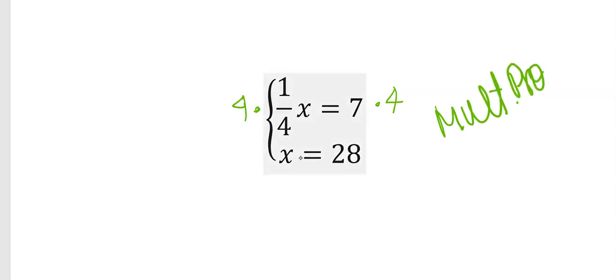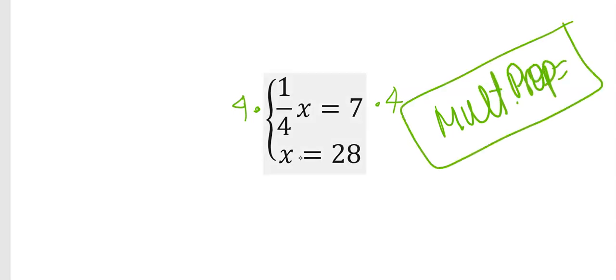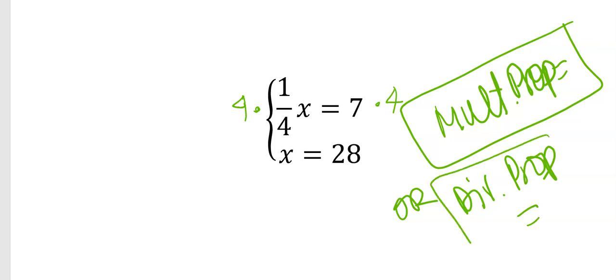Multiplication property of equality. I'm going to put or division property. If they did division, they would be dividing by 1/4 both sides, but you can do either one here. The book, I think, will usually go multiplication, but I would accept both.